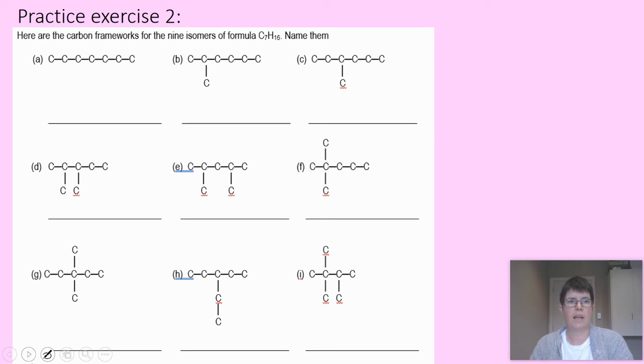Okay, so let's go through the answer for this one. We've got C7, so the first one is heptane, and then we've attached 1 carbon here. We've shortened the chain to 6, so we need 1 methyl group. So we've got 2-methylhexane and 3-methylhexane.